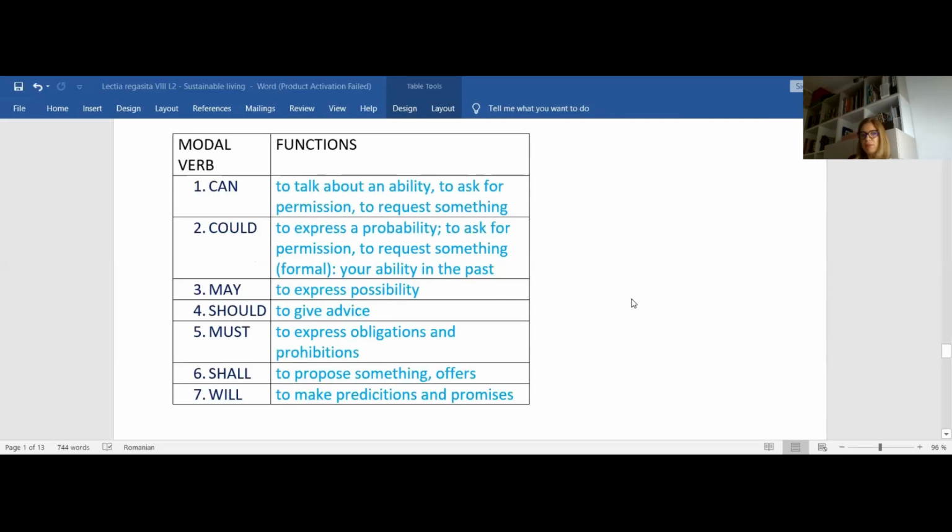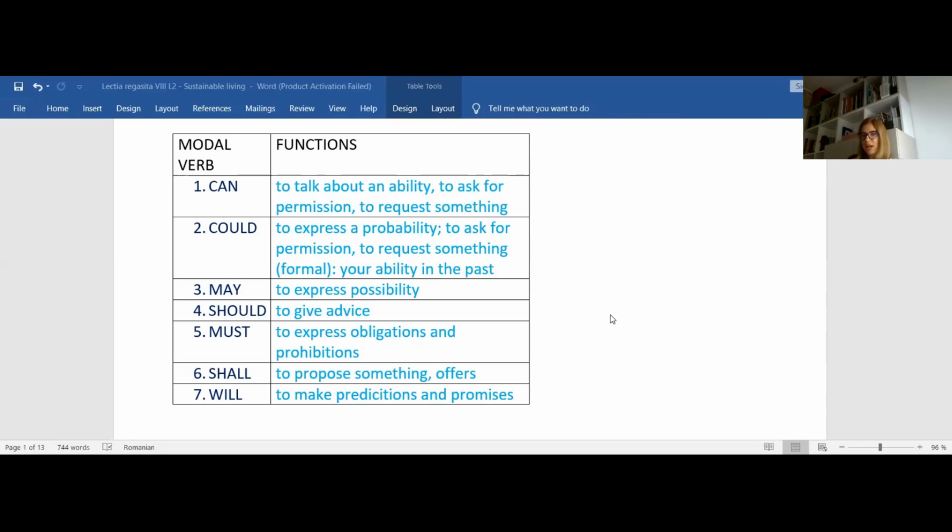May is used to express possibility. The train may be late again today. Should, to give advice. You should go to bed earlier. Must, to express obligations. You must wear a helmet when you ride your bike. Or prohibitions. You mustn't drink and drive.